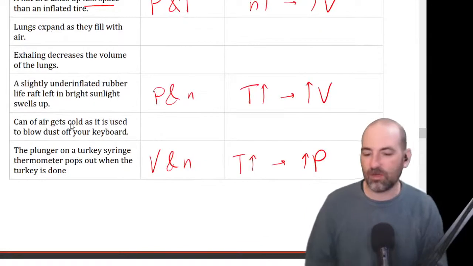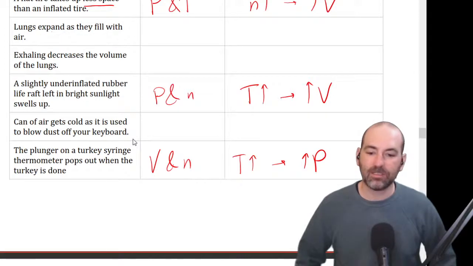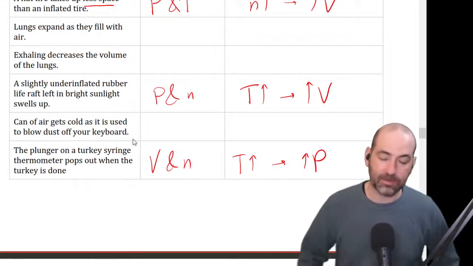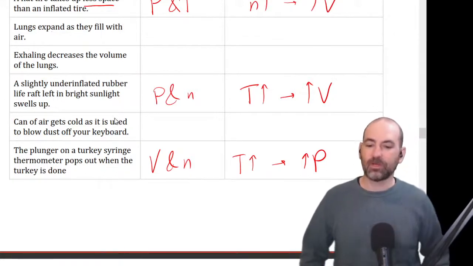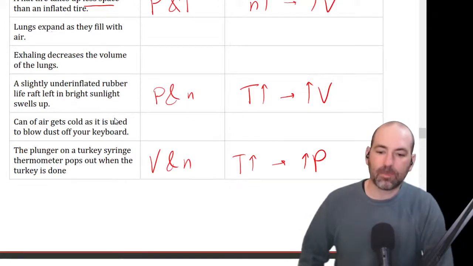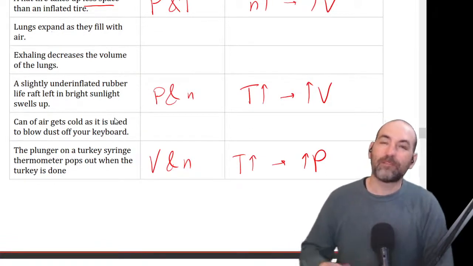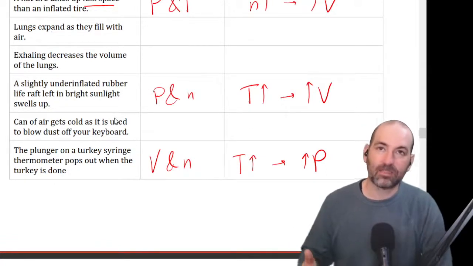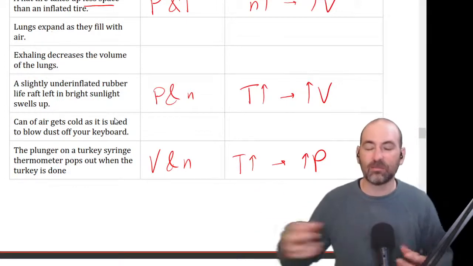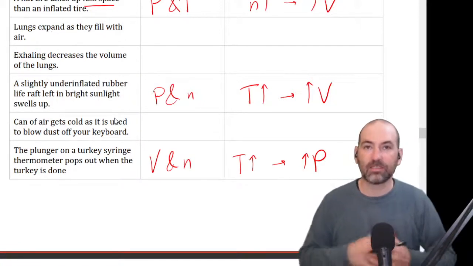So jumping back down here, a can of air gets cold as it's used to blow dust off your keyboard. I guess there's a couple of ways to interpret that. That's not a super well worded question. Sorry about that. We could think of it as clearly it's lowering the temperature, right? It's getting cold. That's the important thing. The temperature is lowering. But we could think of what's causing that lowering in temperature as a reduction in pressure as it exits the pressurized can, or an expansion, an increase in volume as it exits the can.